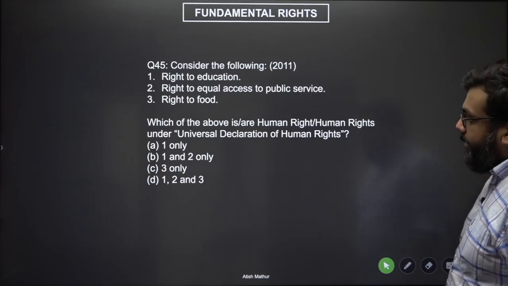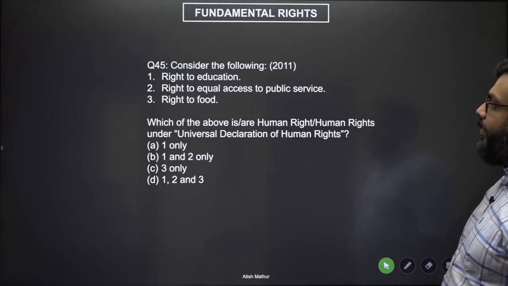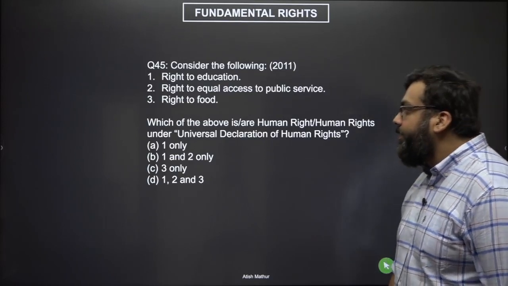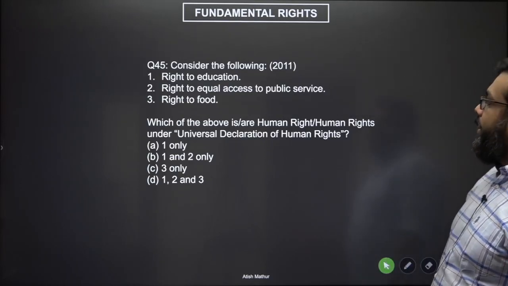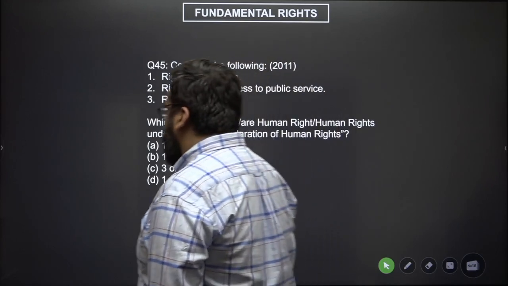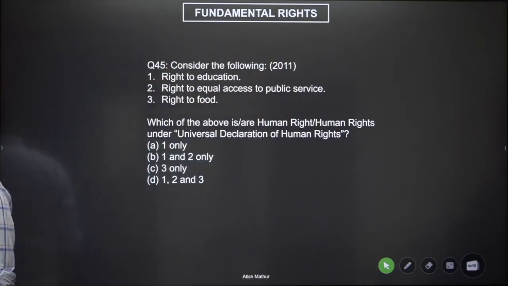Consider the following: right to education, right to equal access to public service, and right to food. Which of the following are human rights under the Universal Declaration of Human Rights? Second question in 2 years on Universal Declaration of Human Rights. Okay. Now let's look at the question.